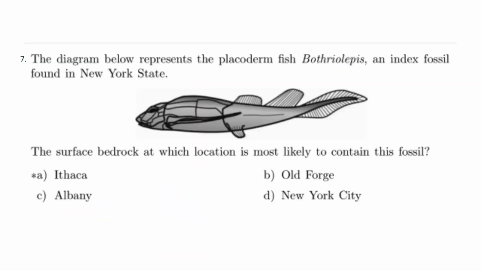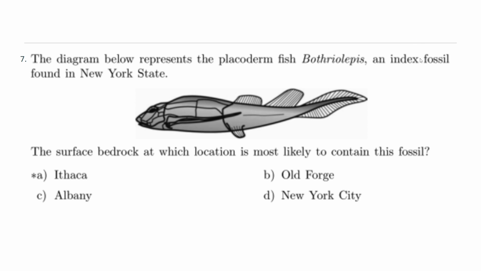Okay, let's try question number 7. The diagram below represents the placoderm fish Bothriolepis, an index fossil found in New York State. The surface bedrock at which location is most likely to contain this fossil? The correct answer is A, Ithaca.